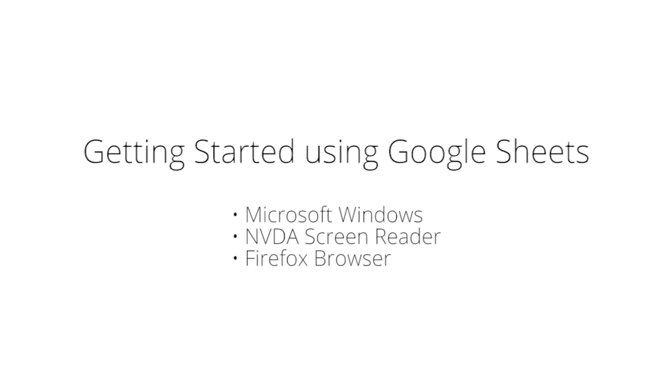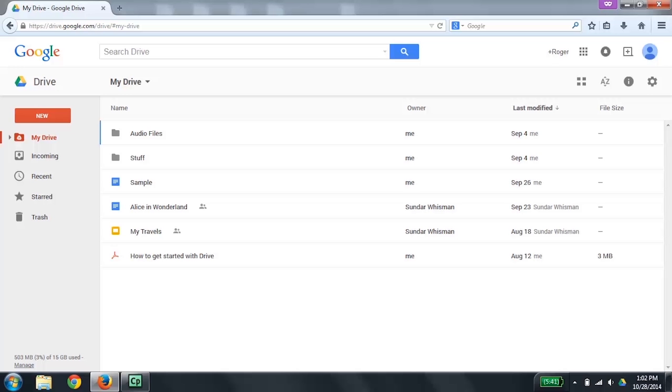This recording is a getting started using Google Sheets on Microsoft Windows with the NVDA Screen Reader and the Firefox browser. In this recording, I will describe the major sections of Google Sheets, how to move between those sections, how to create and manipulate a spreadsheet, and how to get additional information. Let's get started. I've already navigated to drive.google.com, and now I want to create a new spreadsheet.